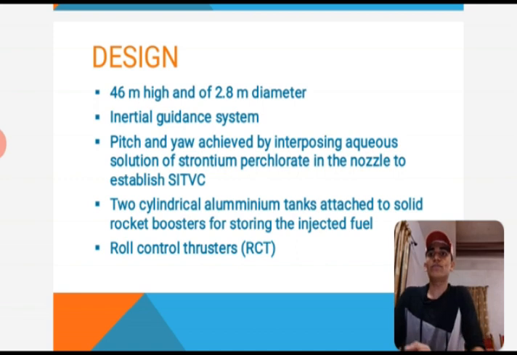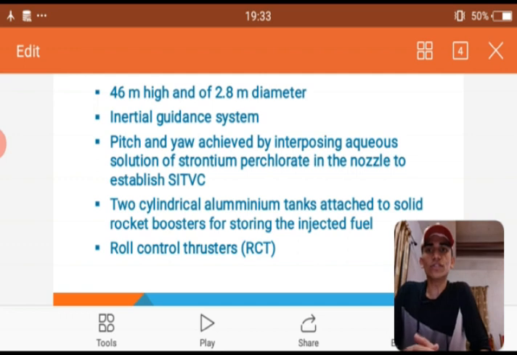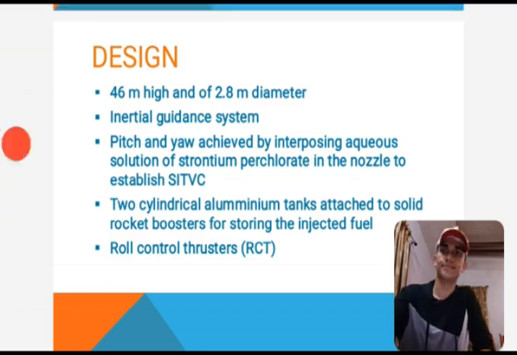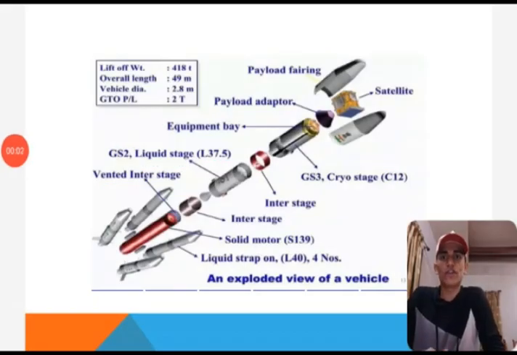And next point is two cylindrical aluminum tanks are attached to the solid rocket boosters for boosting the stages of the rocket and storing the injected fuel. And roll control thruster, as I said before, the pitch and yaw are the motion controls. Here is an exploded view of the vehicle.